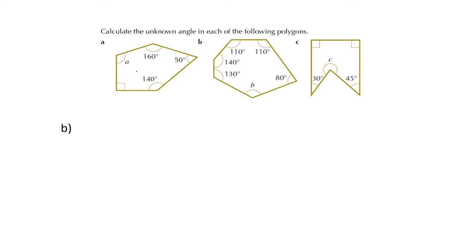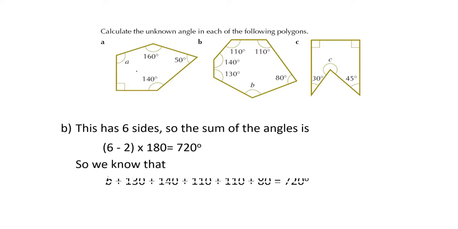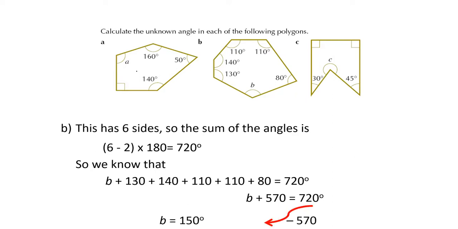Right, let's go through the answers. For B, it's a 6-sided shape. Our sum of angles is 6 take away 2 multiplied by 180, which gives me 720. All of our angles added together are going to be 720. When I add the 5 angles that are already given to me, I get 570. I then do 720 subtract 570, giving B an angle of 150 degrees.